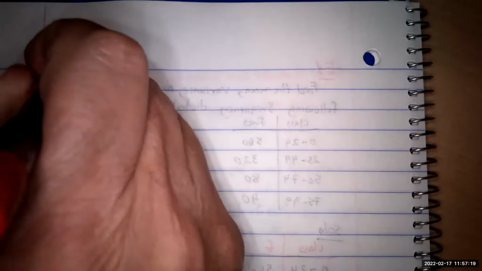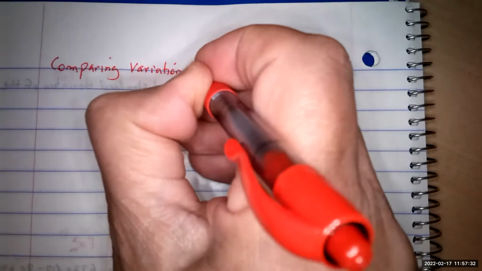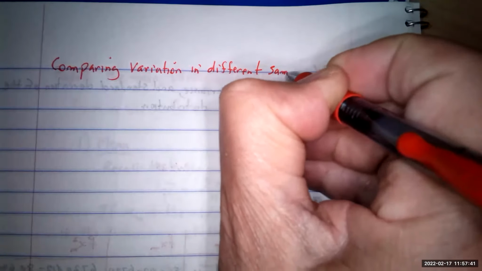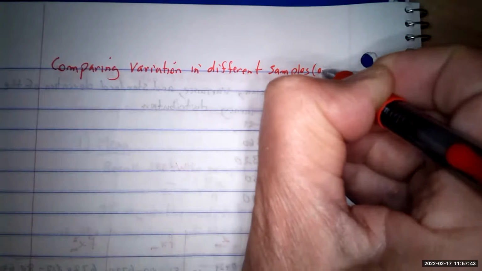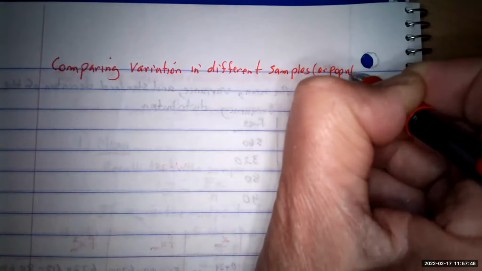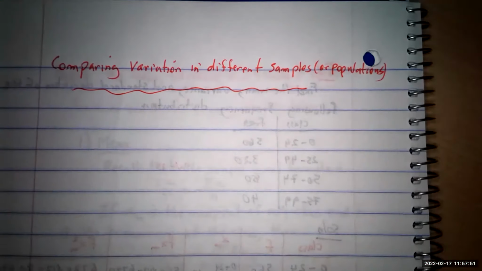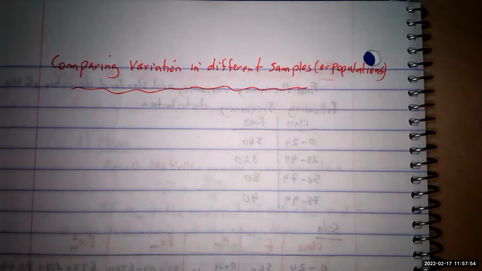So what is this idea? The idea is comparing variation. That's what we were interested in. Comparing variation in different samples or populations. Okay, we want to compare them together, to investigate what's going on.